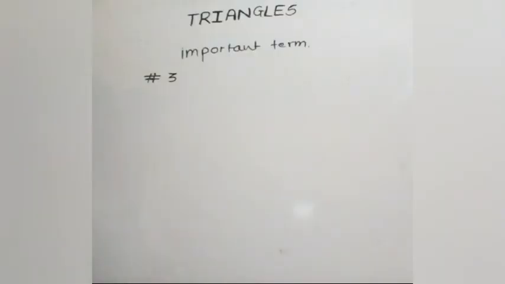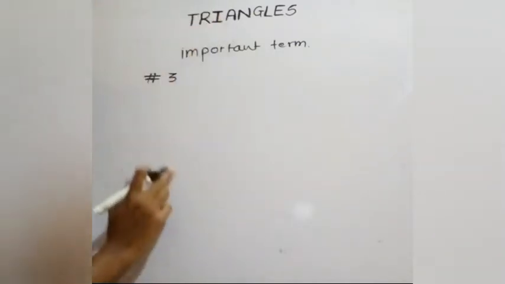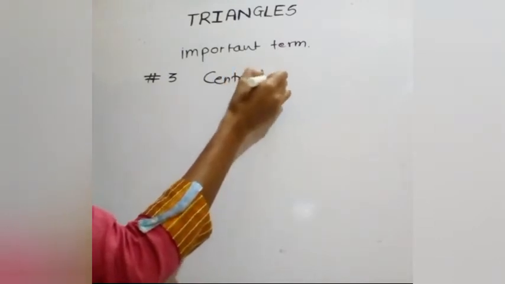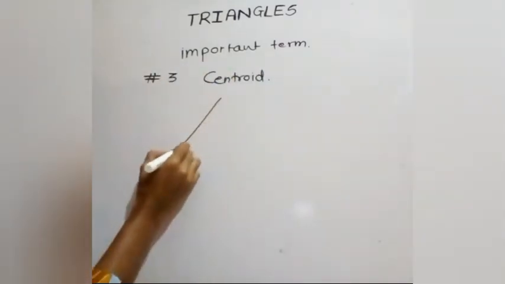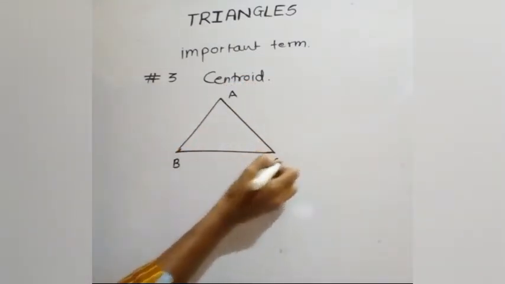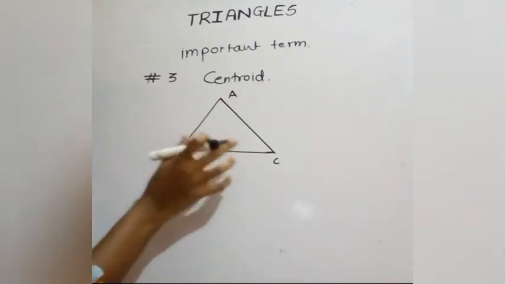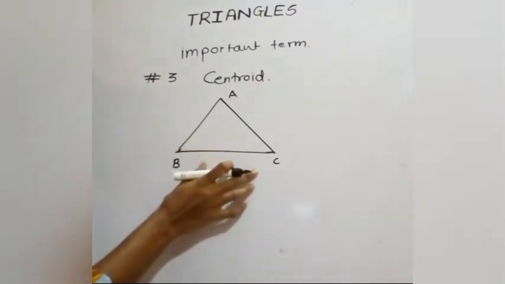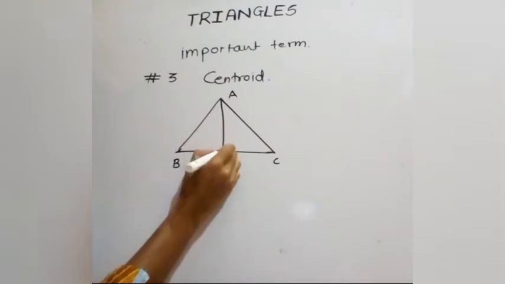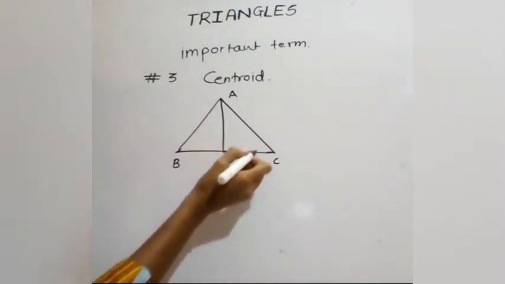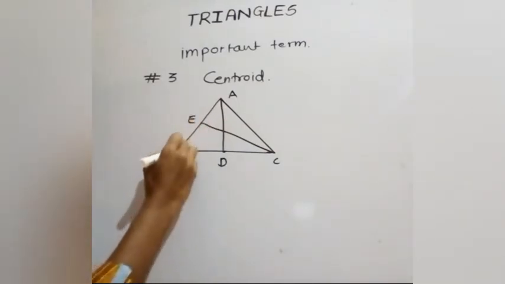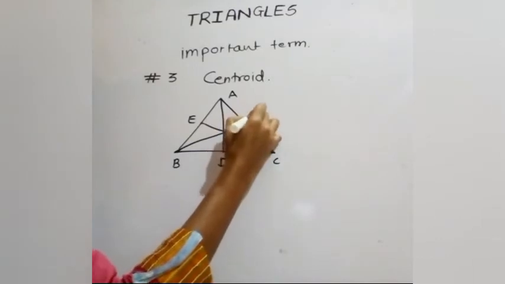Now let's understand the third important term related to triangle. The third important term is centroid. What is the centroid of the triangle? If we are having a triangle like this, triangle A, B and C, and we draw a median, there are three medians of the triangle from three vertices to three sides. Suppose we drew the first median of the triangle like D, the second median is E, and the third median from this side is F.